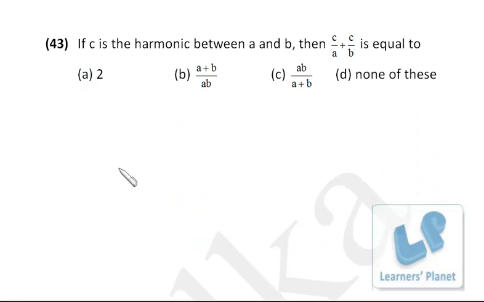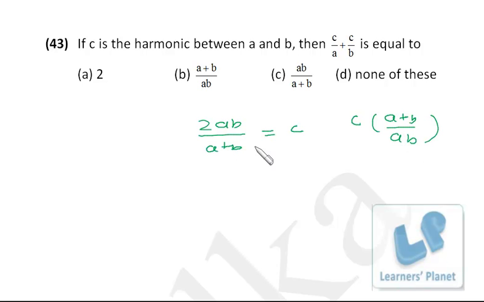Now this problem: if C is the harmonic mean between A and B, then C by A plus C by B is equal to what? Now what is the harmonic mean between A and B? That's actually 2AB upon A plus B, that we have already learnt in our first session, and that's actually C. Now C by A plus C by B is what? If we take C as common and take LCM, then we'll be getting C(A plus B) upon AB, which will be actually equal to 2. So this expression is equal to 2. Pretty simple.